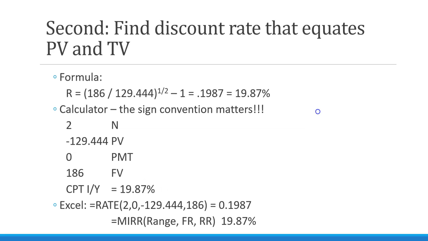This slide shows you how to input it into a financial calculator or a scientific calculator. So first we have our mathematical formula, then we have the calculator inputs, and the Excel inputs.